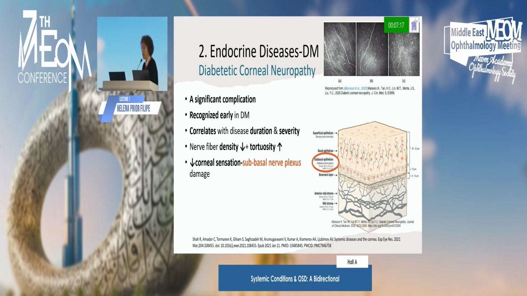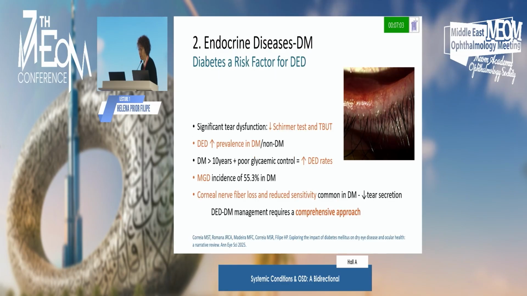And this is exactly what happens in these kinds of patients with diabetic corneal neuropathy, and it's related with the impairment of the subbasal nerve plexus, as we can see in the image in the slide. So diabetes is a risk factor for dry eye disease as well. There's a significant tear dysfunction. We can see in these patients a decrease in the Schirmer and also in the tear breakup time. We can see that dry eye disease is more prevalent in diabetes mellitus patients than in non-diabetic controls.